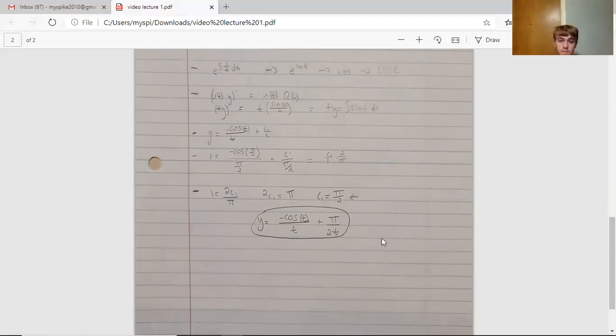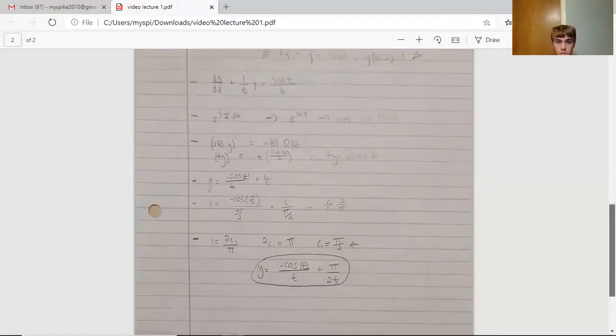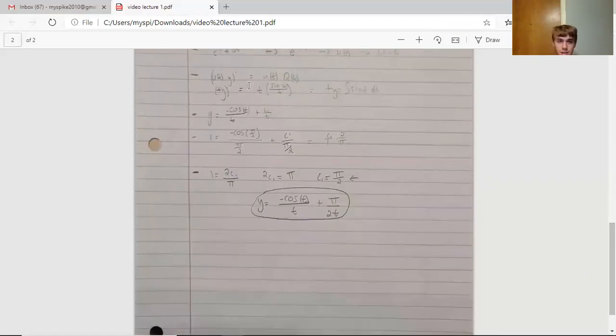And you will go and plug it into the equation right there that you found after your integration. And plug it in right there, and you'll multiply it through, and you'll get your answer.